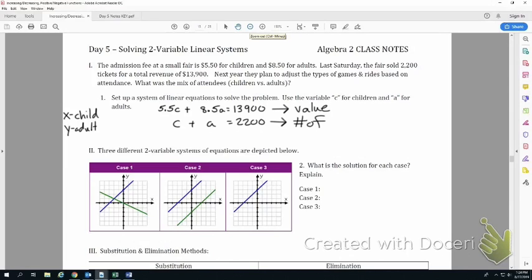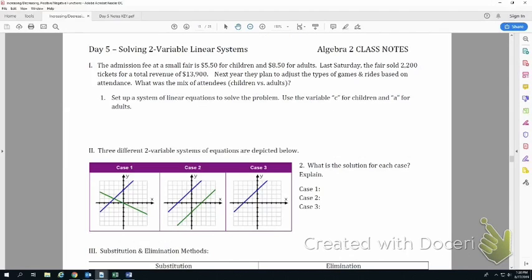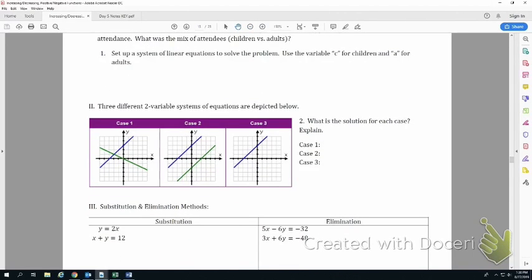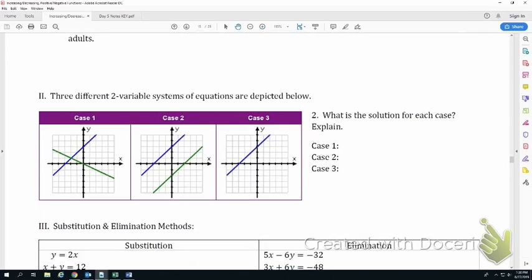All right. So let's go to those graphs down below where it says case 1, case 2, case 3. It says 3 different 2-variable systems of equations are depicted below. What is the solution for each case? And explain. So first, looking at a graph, where is the solution found?